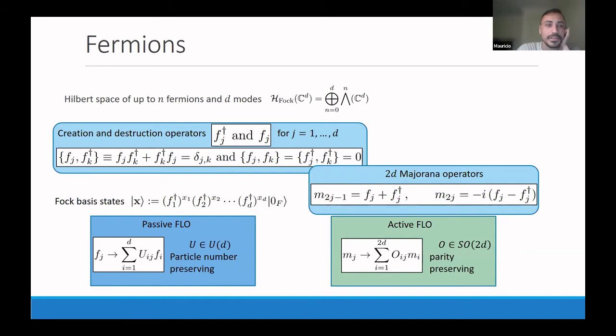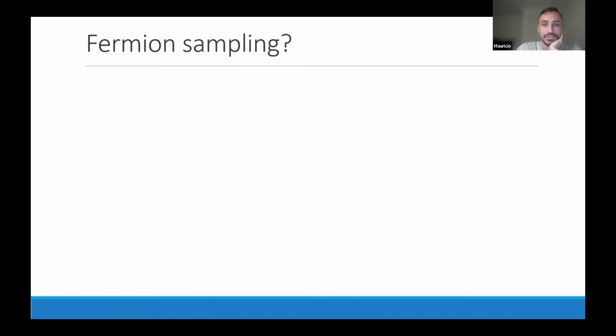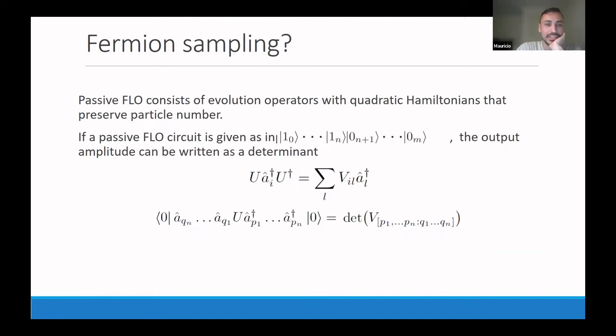So, okay, what about fermion sampling, now that we know what fermions are? I mentioned already what passive FLO is. And suppose we use the same input state that I showed you for boson sampling. We know that if you use passive FLO, this will act linearly, and you can actually show that given this input, the output probabilities will be written in terms of determinants. This is actually a problem because determinants are easy to compute, unlike permanents. Permanents are hard, as I said before, and this is an ingredient that is necessary for the sampling to be hard. But since the determinant is easy to compute, we cannot show that the sampling is hard. So at first sight, it seems it doesn't work.